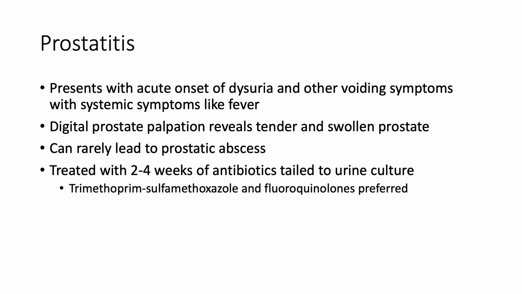Now, if you're concerned about a prostatic abscess, which is a rare complication of prostatitis, you can get imaging to look for that. But typically, you're going to treat these folks with 2 to 4 weeks of antibiotics tailored to your urine culture, and your top choices are going to be trimethoprim sulfamethoxazole or fluoroquinolones if the bacteria is susceptible to those.